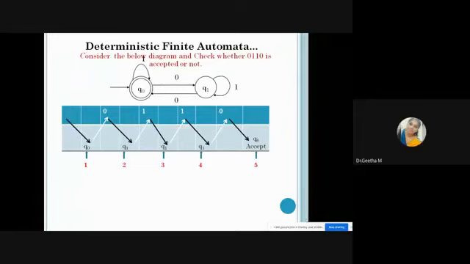So see the table. Actually, see the second part of the table. Before starting, your machine will be in the initial state q naught. See the first operation.